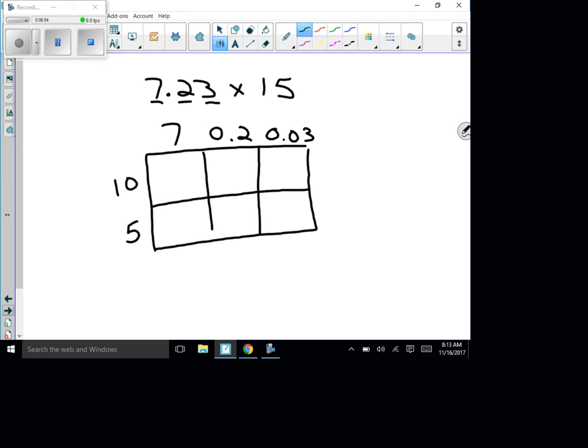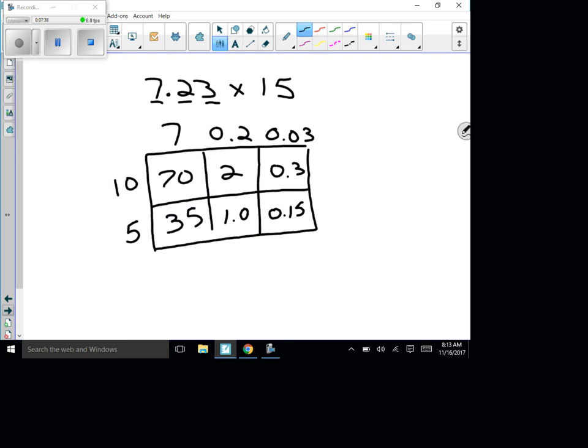I kind of took it easy on you here, but if you look, 10 times 7 is 70. And then 10 times 0.2. Remember, when you multiply by 10, all you do is move the decimal to the right one. So this is 2. And then 0.03 times 10, you move the decimal to the right one, so the answer is 0.3, or 3/10. Now 5 times 7 is 35. 5 times 0.2, 5 times 2 is 10, that's actually 1.0. And then 5 times 0.03. If I had 3 hundredths 5 times, I'd have 15 hundredths.